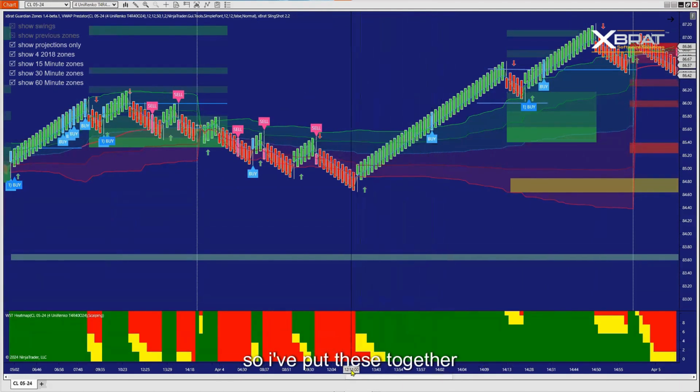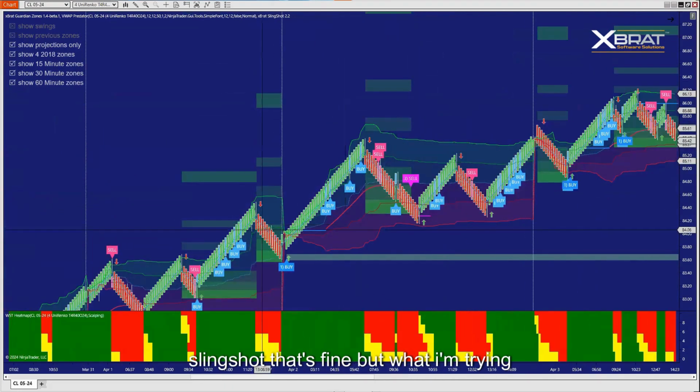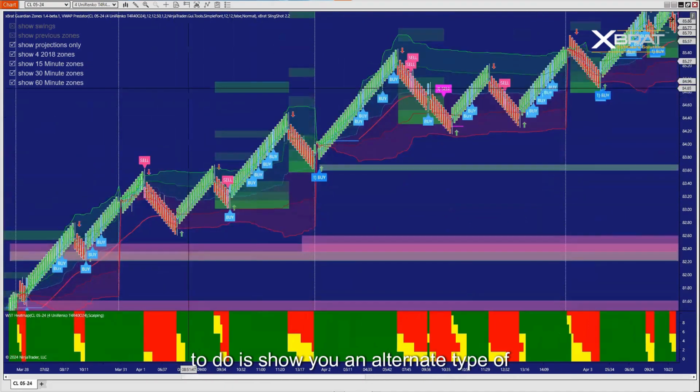So I've put these together, okay? A lot of people just use the slingshot. That's fine. But what I'm trying to do is show you an alternate type of strategy that's less intense, okay? With this particular time frame, it's not scalping, it's day trading. There's a little bit more risk on the outset, but the outcome is a lot more predictable.